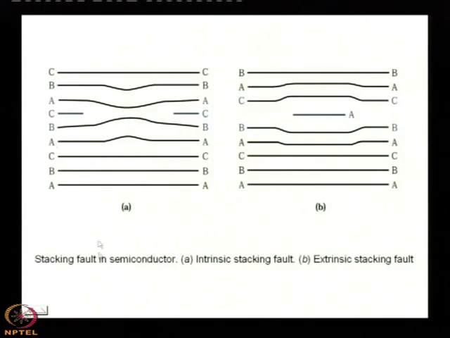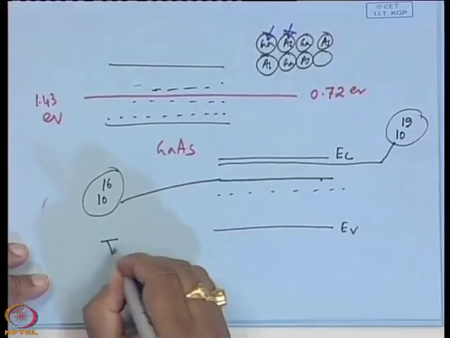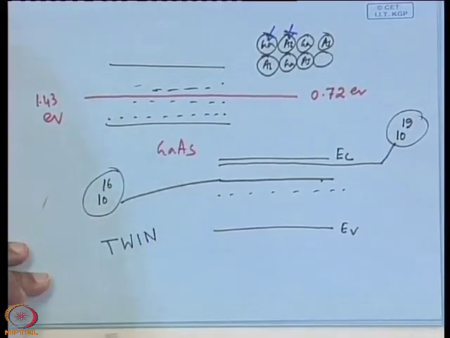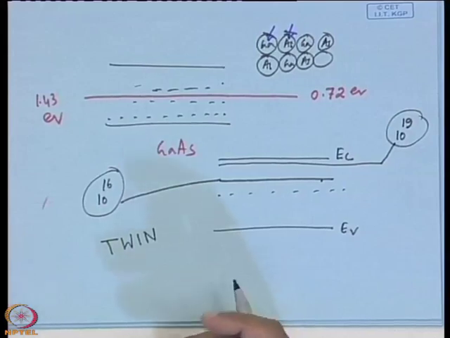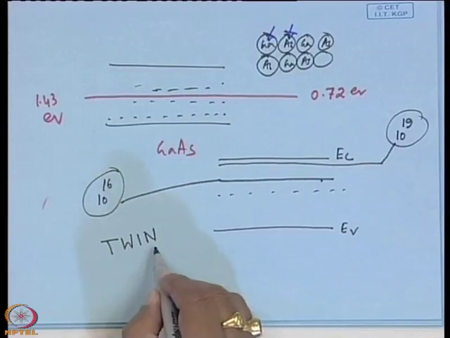So, apart from the stacking fault, there may be a twin type of defect, twin. That means the crystal direction is different. Different crystal directions are there. That is why it is known as a twin.